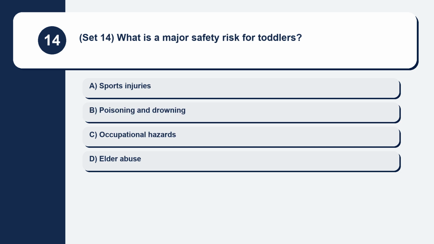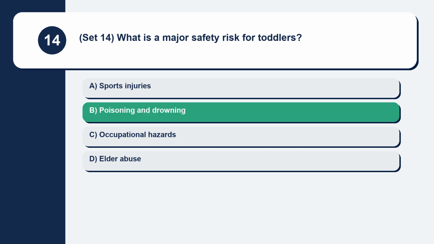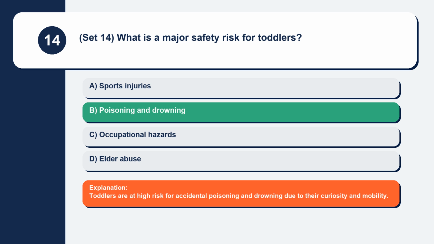Question 14. Set 14. What is a major safety risk for toddlers? Sports injuries, poisoning and drowning, occupational hazards, elder abuse. Toddlers are at high risk for accidental poisoning and drowning due to their curiosity and mobility.